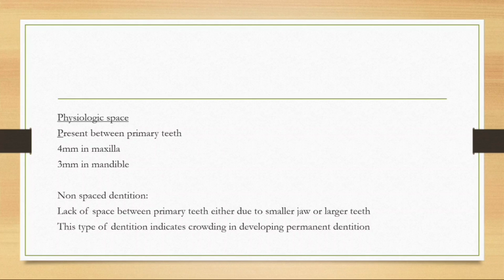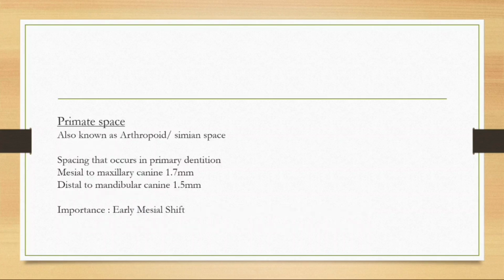Whereas physiological spacing is present all over the teeth. That is 4 mm in maxilla and 3 mm in mandible. If there is no space, there will be crowding. This physiological space is the space present between all the deciduous teeth. But the primate space is particularly mesial to the maxillary canine and distal to the mandibular canine.